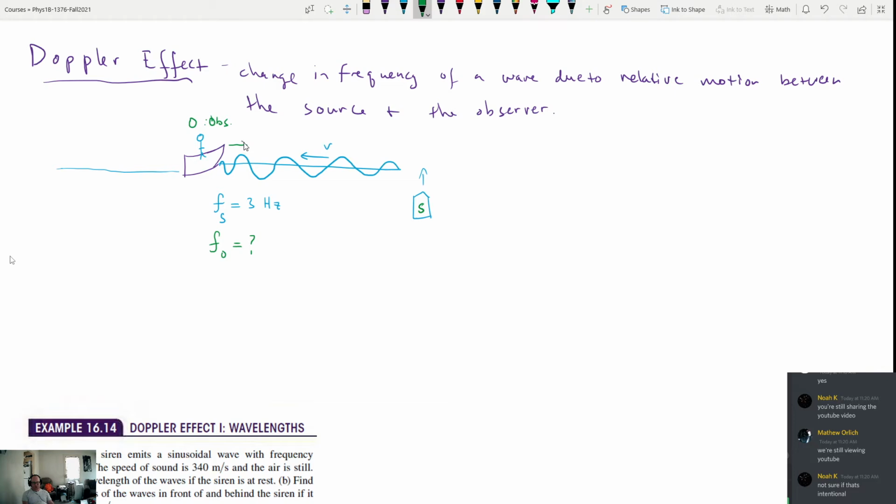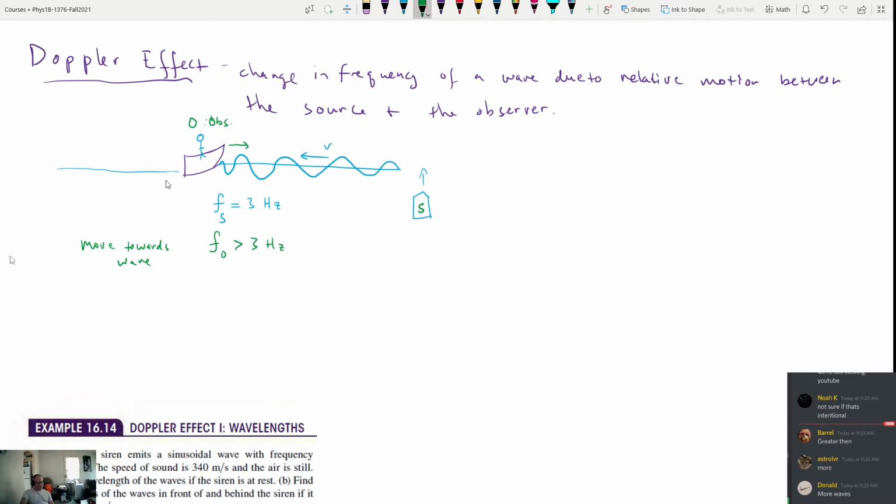Okay, so what if my boat is going in this direction? If the boat travels this way, is the frequency that you observe going to be greater than, equal to, or less than 3 hertz? If you move towards it, are you going to get more waves per second or less waves per second? It's going to be greater, right? It makes sense, right?